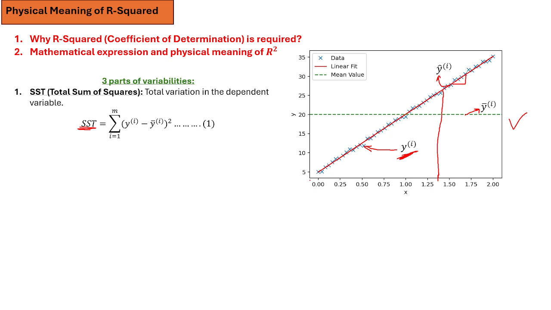So here SST shows the variation of these data points, which we measure by taking the difference of each of these data points from the mean value, squaring them, and summing them up.